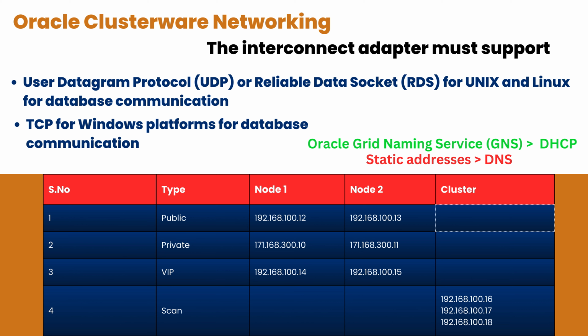So here we have the same subnet IP addresses for public, virtual and SCAN IPs. These IP addresses are just for your understanding. Furthermore, public IP address, virtual IP address and SCAN IP address should be in the same subnet, except the private IP address, which should be in a different subnet. Virtual IP and SCAN IP should not be defined on any interface and not pingable before configuration of the RAC.